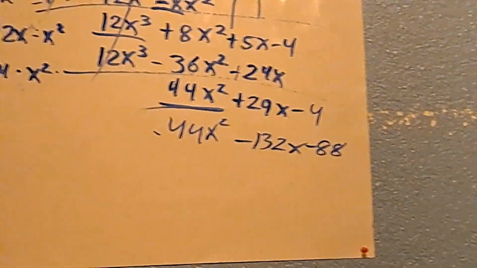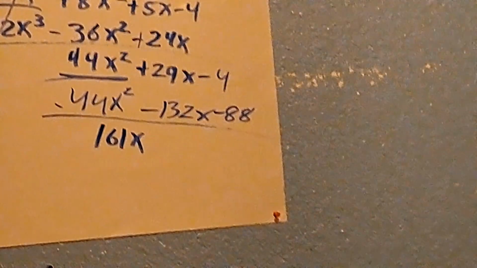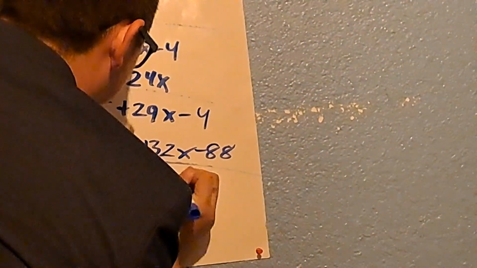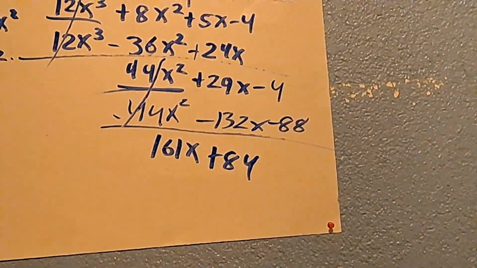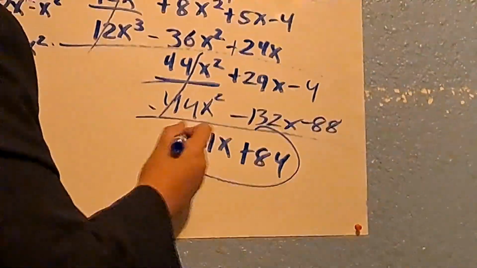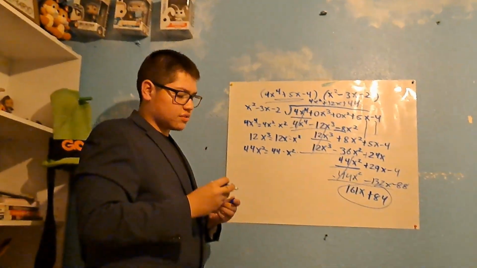So after we solve this, we get our answer of 161x plus 84, because we canceled out these two. So 161x and 84. That would be our first part of our solution. And now we're going to be moving on to our next part of our solution.